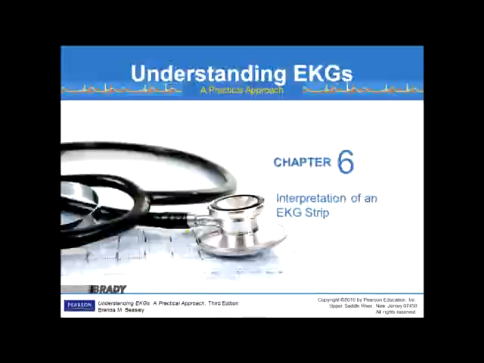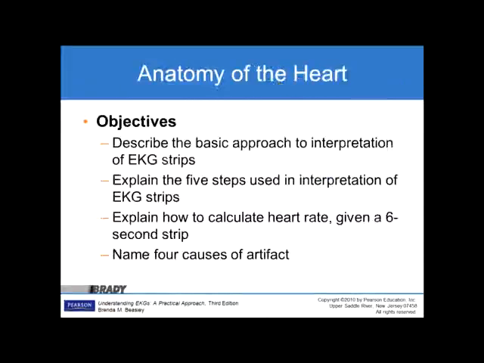And this is going to be Chapter 6, Interpretation of an EKG Strip. Objectives for this are going to be: describe the basic approach to interpretation of EKG strips, explain the 5 steps used in interpretation of the EKG strips, explain how to calculate heart rate given a 6-second strip, name 4 causes of artifact.